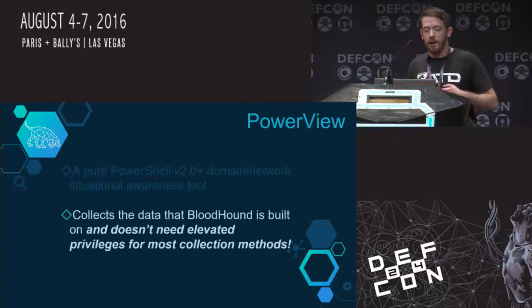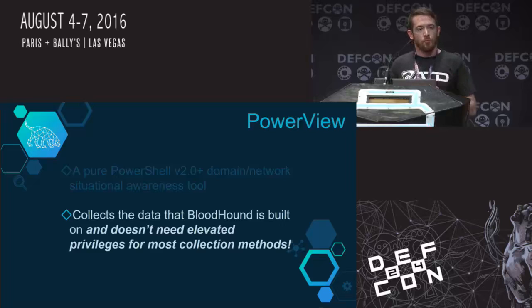PowerView collects the data that Bloodhound is built on. And what's really cool is that in most cases, you do not need any kind of elevated domain access to gather this information. I'll go over the different components here in a second. Just as a domain authenticated user, you do need a session like that, but no privileges at all, just domain users, the parent group. You can collect a huge amount of information from Active Directory through a couple of different ways.